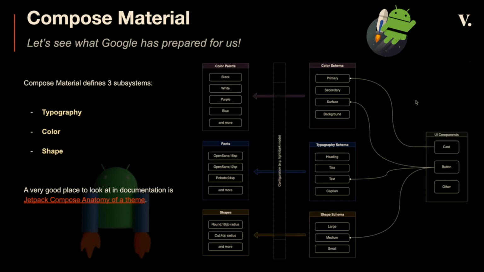I won't go into a lot of technical details, but a very good place to look in the documentation is Jetpack Compose Anatomy of a Theme. But we will come back to Compose Material's technical structure in code in the next slides. But we said we're going with the atomic design methodology. So let's see first how we built our tokens, then how we made both systems cohabit and communicate with each other.